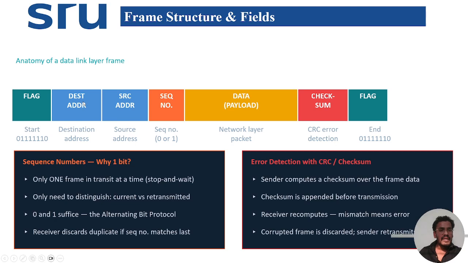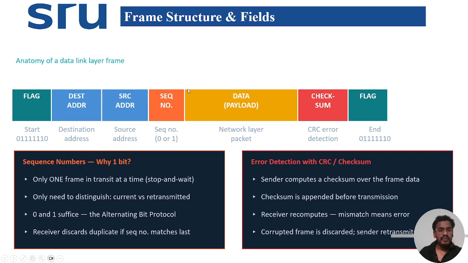Then DEST, which means destination address. It contains the address of the receiving device and helps the frame reach the correct system. Then SRC, which means source address. It contains the sender's address, so the receiver knows where the frame came from.